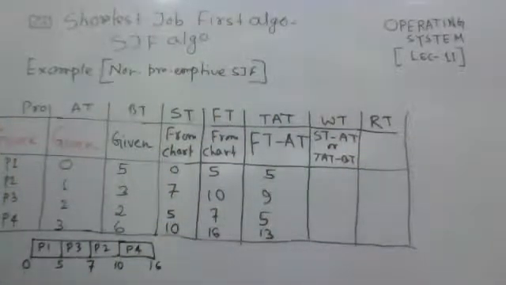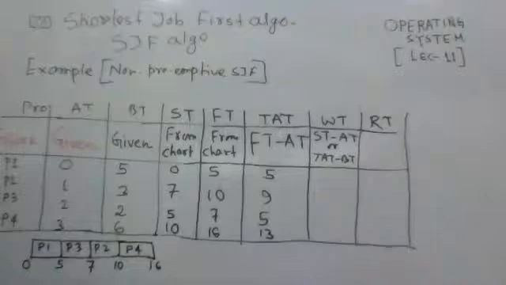So basically here we can use starting time minus arrival time, or turnaround time minus burst time. If the algorithm is non-preemptive, then we can use either formula. But my suggestion is, if the algorithm is preemptive, then better you use the second formula, turnaround time minus burst time, to calculate waiting time.